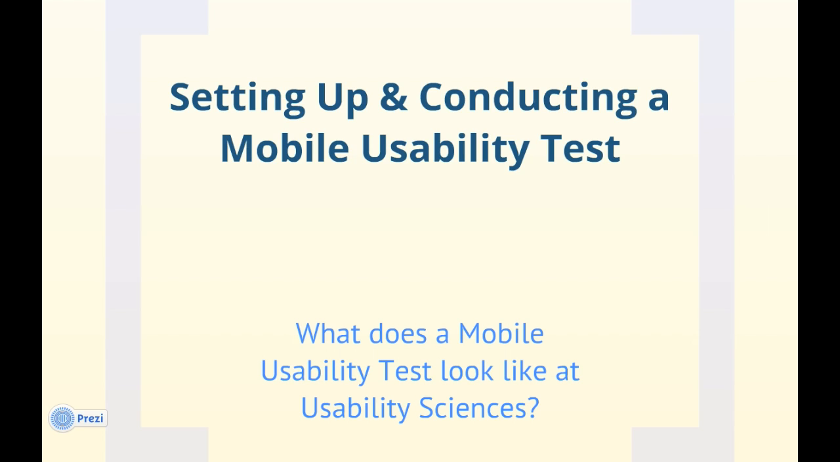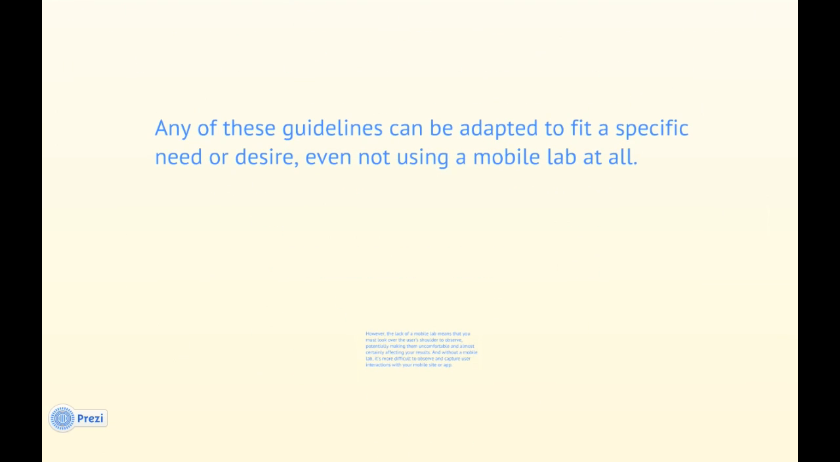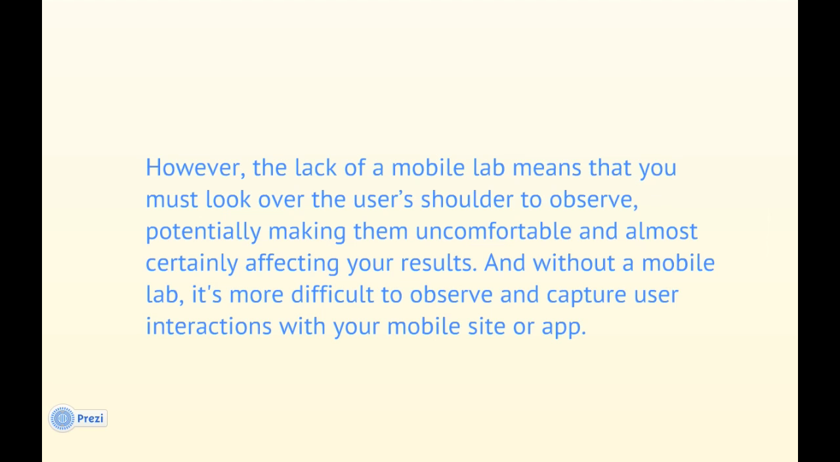To give you an example, we'll look at what a mobile test looks like at Usability Sciences. It's important to note, though, that any of these guidelines can be adapted to fit a specific need or desire, even not using a mobile lab at all. However, the lack of a mobile lab means that you must look over the user's shoulder to observe, potentially making them uncomfortable and almost certainly affecting your results. And without a mobile lab, it's more difficult to observe and capture user interactions with your mobile site or app.